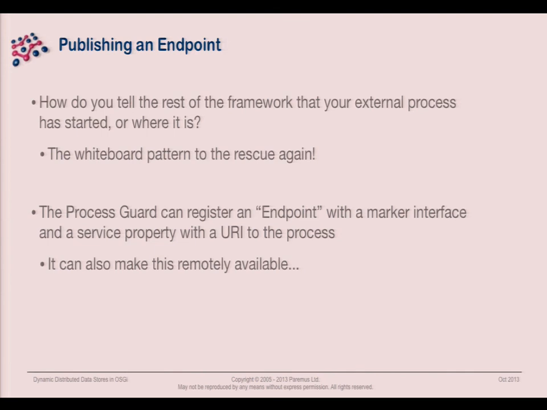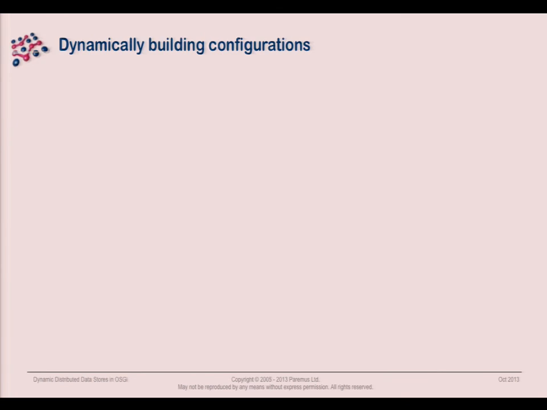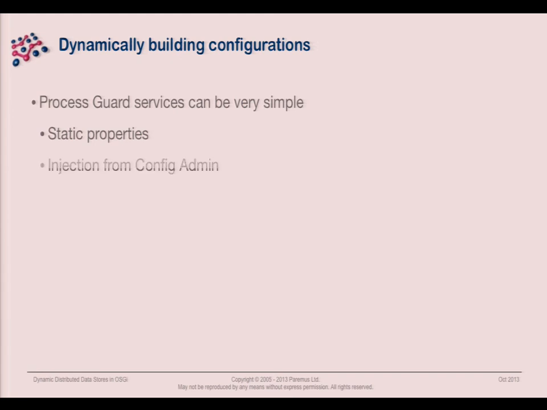And because it's a service, we can make it remotely available, which is kind of nice. Suddenly, you've started this process, but you can discover it in every single framework in your connected set. So you can use this to build a dynamically built configuration. Process guard service is still very simple. You have some static properties, and you get those injected by config admin, just like we did before.